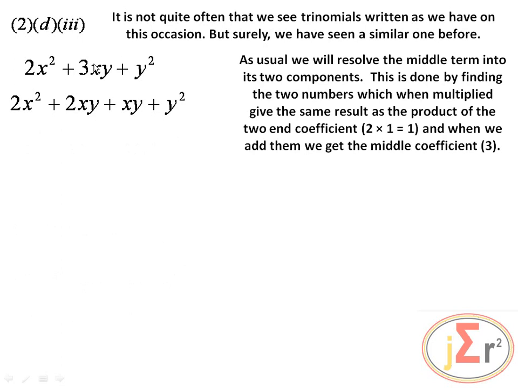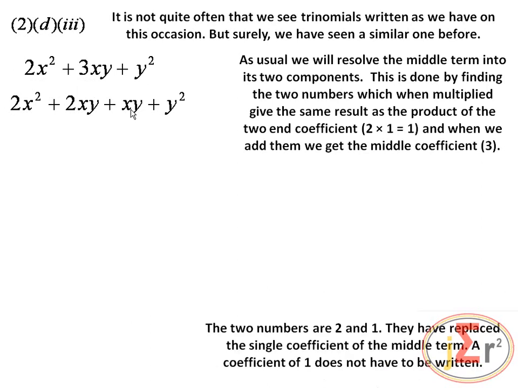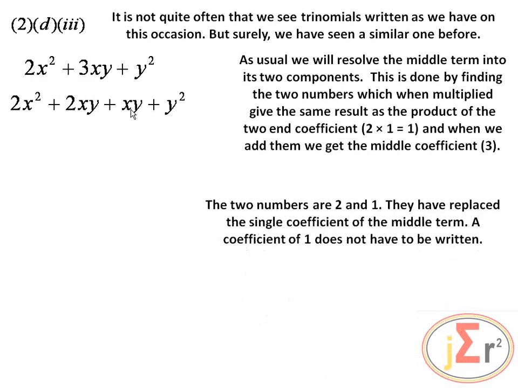So the single middle term that we have here will have two components now, 2xy and xy. The two numbers that will multiply to give 2 and add to give 3 are 2 and 1. So 2xy and 1xy, which is still xy. Then we will factorize as usual. The two numbers are 2 and 1. They have replaced the single coefficient of the middle term.